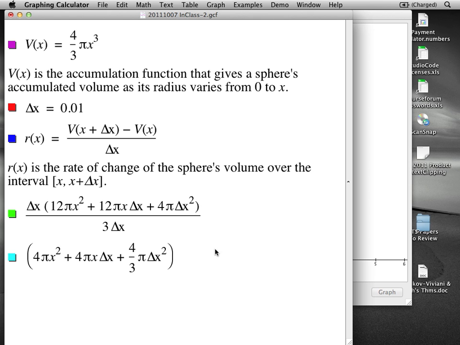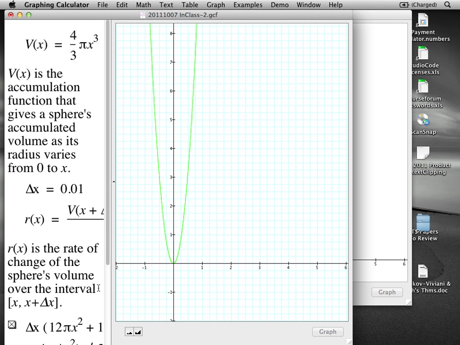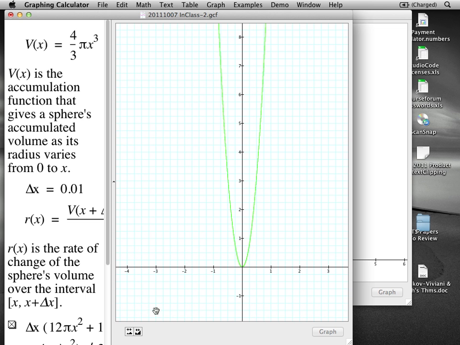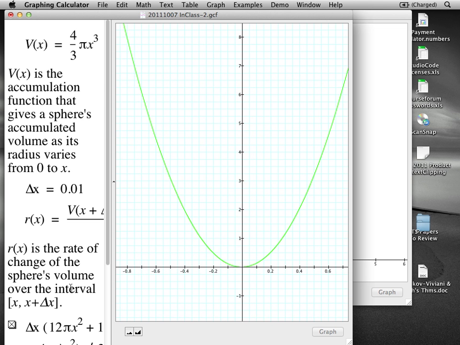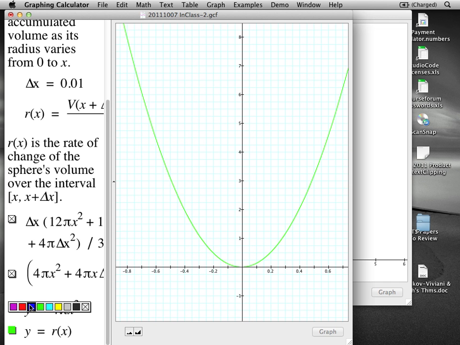So let's look at y equals 4 pi x squared. Well, first let's look at y equals r of x. There's y equals r of x. Now let's look at y equals 4 pi x squared. Son of a gun, they're the same thing. They're essentially the same thing. If I make delta x even smaller, or smaller yet, then they become essentially the same thing.